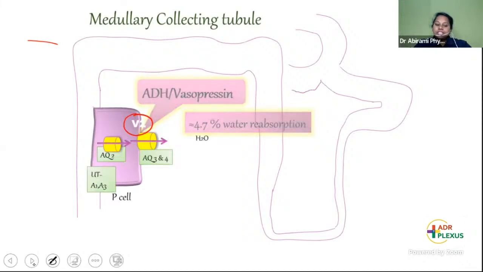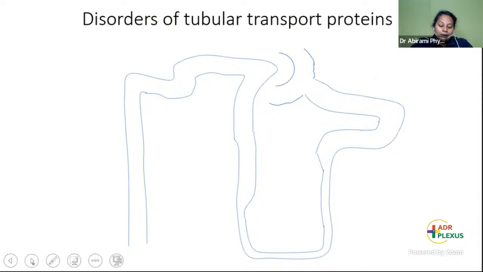Another reaction which takes place at the level of the medullary collecting tubule is urea transport. So urea is transported through urea transporters called UT-A1 and A3. Urea transporter type A1, urea transporter type A3. So this completes the tubular transport mechanisms.